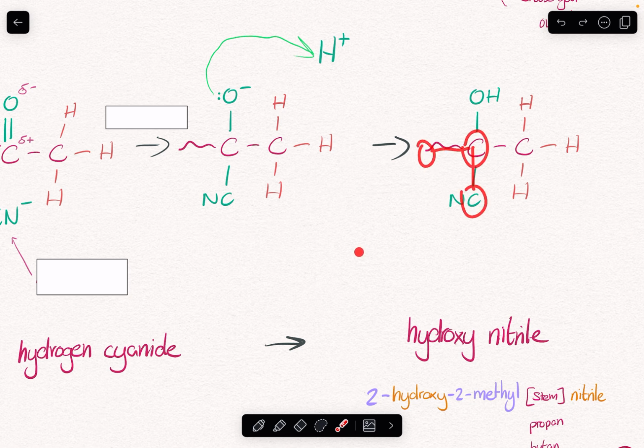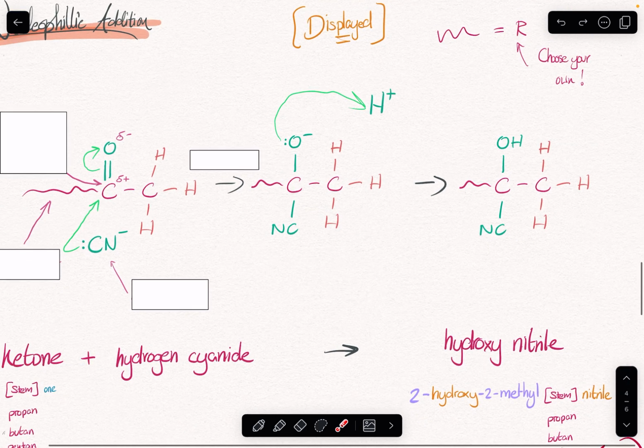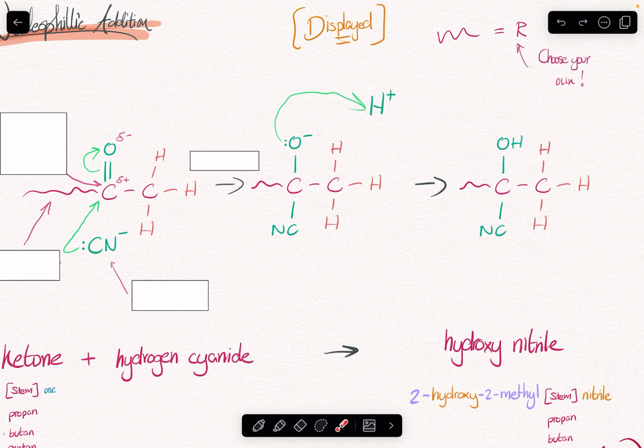Everyone will have 2-hydroxy 2-methyl, and then the only thing that's going to differ for you is the stem that you have, so the number of carbons that you've chosen to do. If you've done 3 or 4, then you're looking at propan or butan. If you've done 5, looking at pentan. If you've done 6, you're looking at hexan. Just make sure it's consistent.